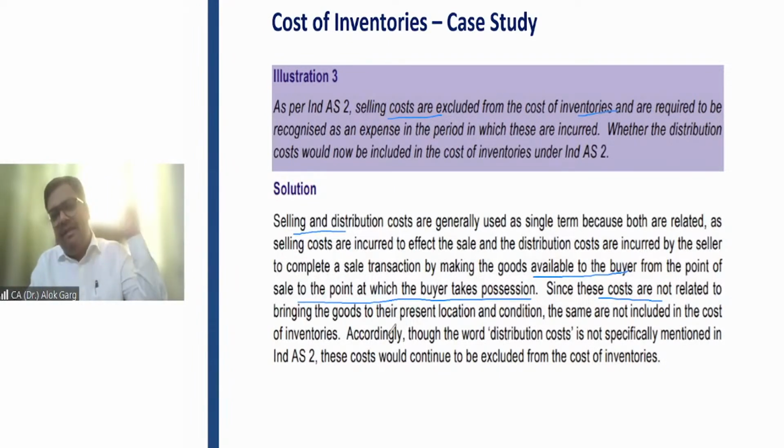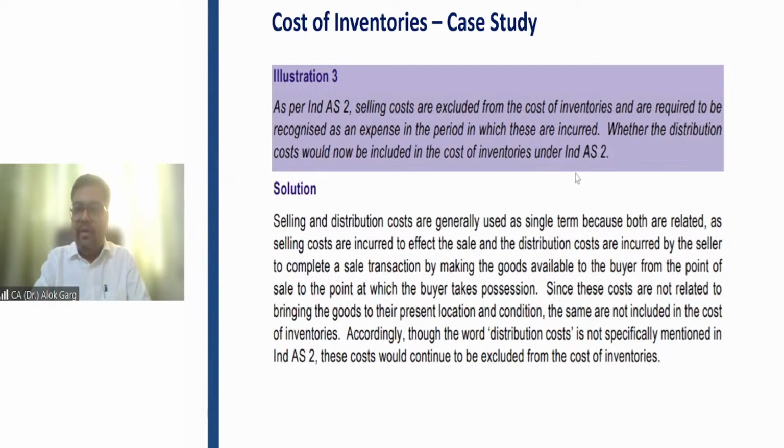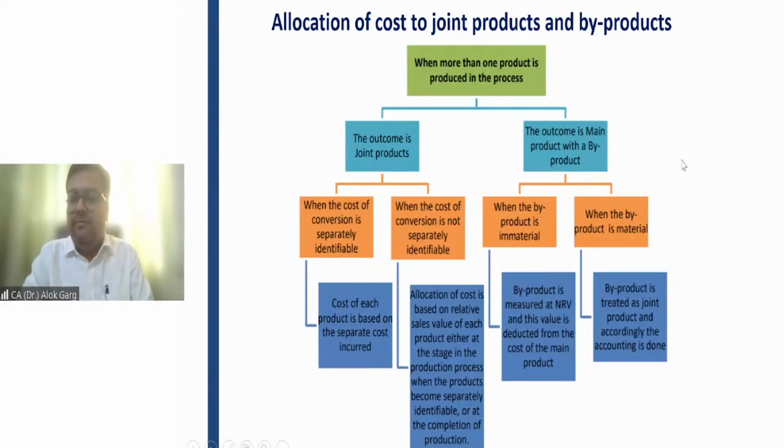It is ready for sale in the factory itself, right? You are just taking it from the factory to the customer place. So it is a selling and distribution cost. It will be taken to P&L. It does not form part of your cost of inventory. Okay, clear?